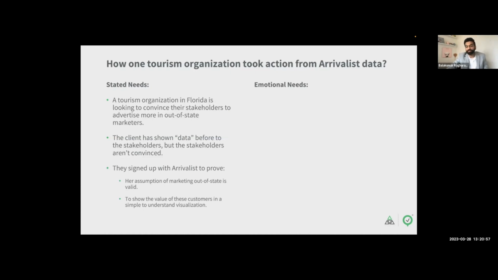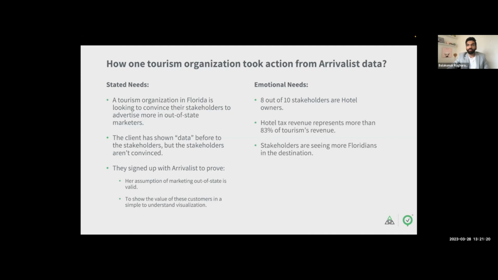So I said, okay, can you give me 10 minutes with you before I put anything on paper? I said, absolutely, help me understand these stakeholders. Who are they? And she said, well, 8 out of 10 are hotel owners. As we were talking, we realized that hotel tax revenue represented a majority of their revenue. And the reason they're not taking action, or not yet convinced, is that they're seeing more Floridians in the destination. In the past, we had presented a lot of data and they're not so much into the data.